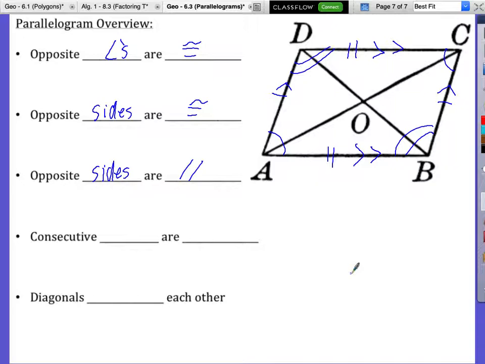Consecutive blank are blank. Consecutive angles are supplementary. What's that mean again for it to be supplementary? They'll add up to 180. Very good. Okay, can we really do anything to draw that on here? No, so we won't. Okay? And our last one, diagonals what each other? Bisect each other.